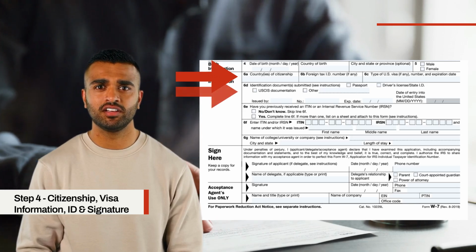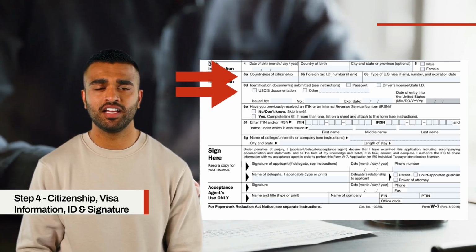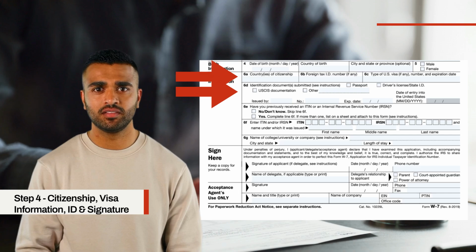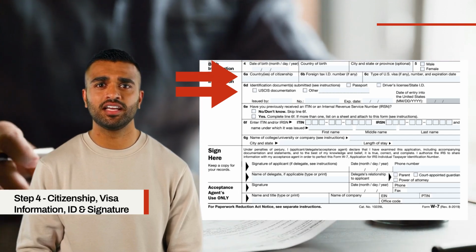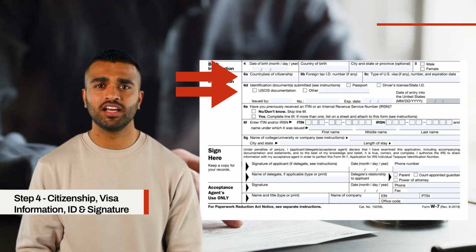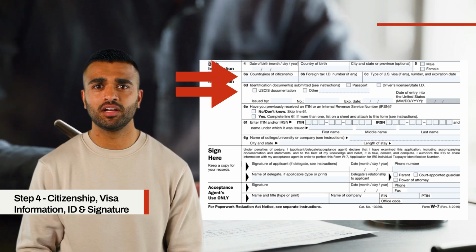In line 6D, you'll need to provide details about the identification documents you're submitting to prove your identity and foreign status. This could be your passport, national ID card, or other acceptable documents. Include the document number, expiration date, and the date of entry into the U.S., if applicable.